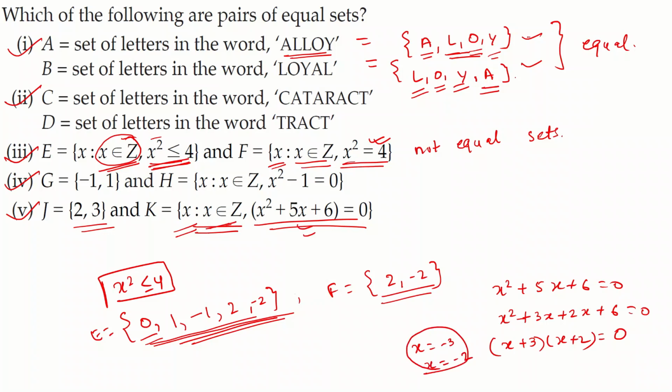And also they belong to the set of integers. So both of these numbers we can take. So K is actually minus 3 and minus 2. So you see 2 comma 3 and minus 2, minus 3, they are not equal sets. Had they been 2 and 3, they would have been equal. Okay.